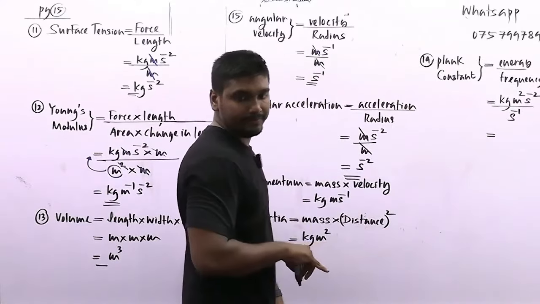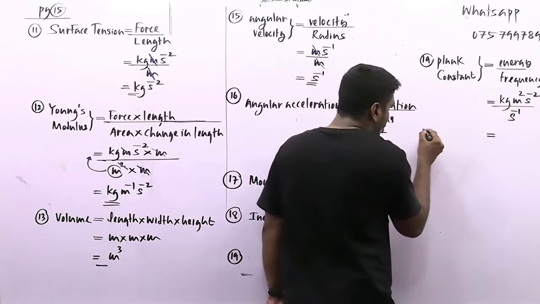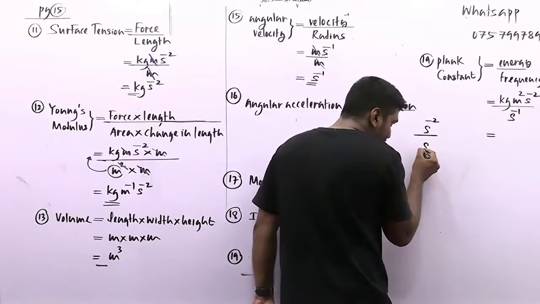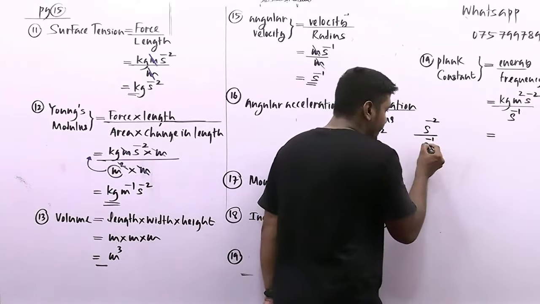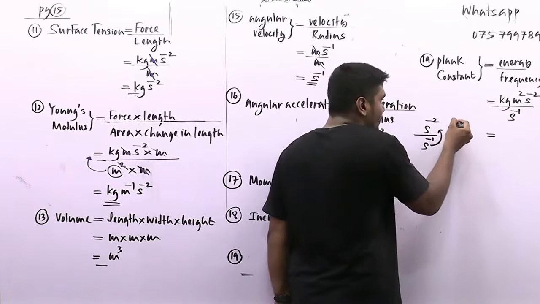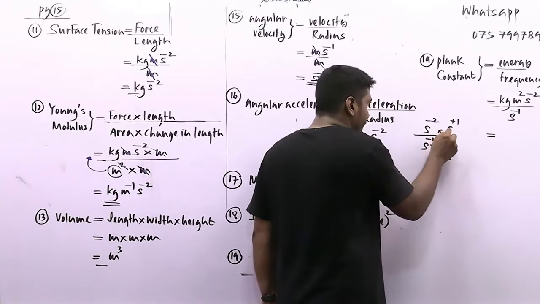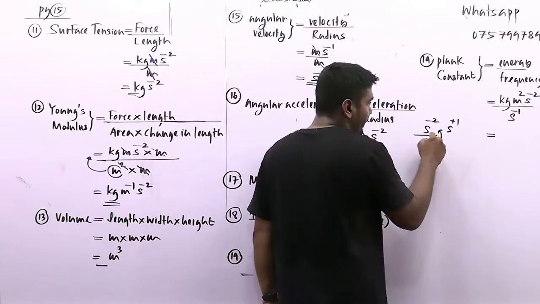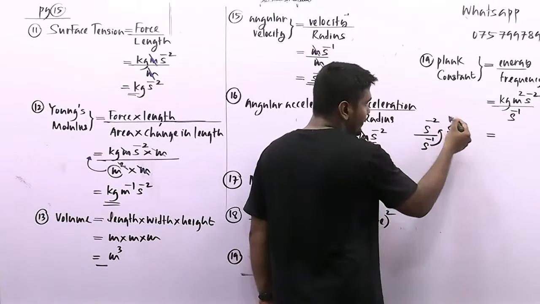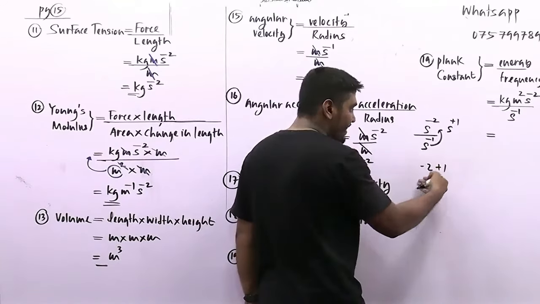Then what happens? Look here. In the numerator also, there is s to the power minus 2. In the denominator, there is s to the power minus 1. When s to the power minus 1 goes to the numerator, it becomes s to the power plus 1. Am I correct? Now in the numerator, there is s to the power minus 2 and s to the power plus 1. The result is what? Minus 2 plus 1. It's going to be minus 1.